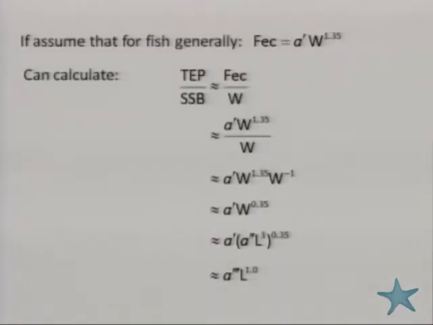So if we resume our theoretical approach here, we can see there should be some analogous relationship between population relative fecundity, that is TEP divided by SSB, and individual relative fecundity, that is individual fecundity divided by individual body weight. So if we now plug in our power equation for individual fecundity that has the exponent 1.35, you can do the math, and on the basis of this relatively straightforward calculation, you can develop a relationship between population relative fecundity and body length. There is the expectation that population relative fecundity should scale, in this case, linearly with length.